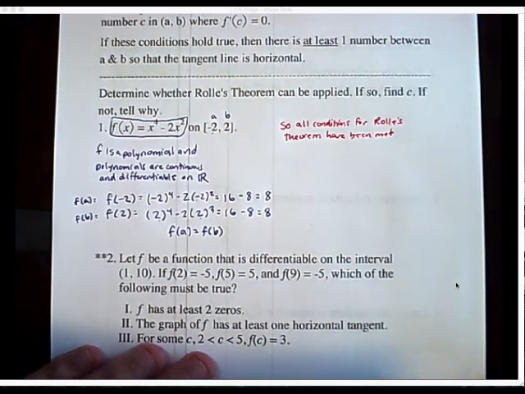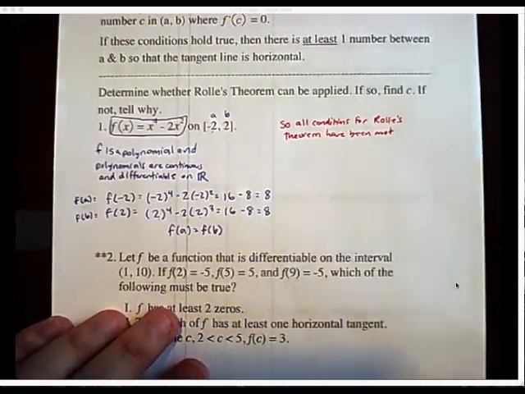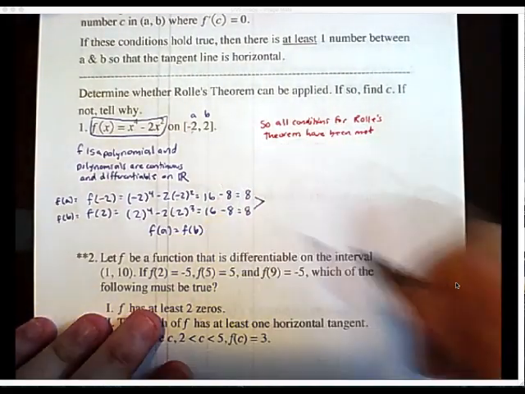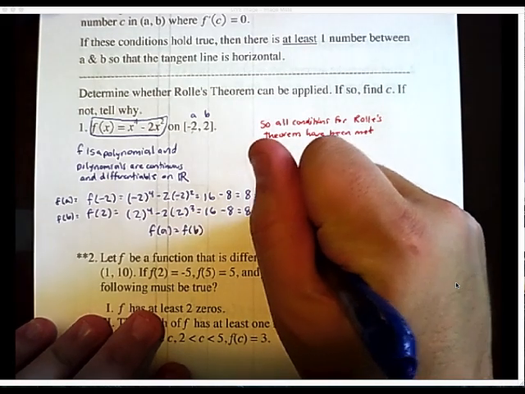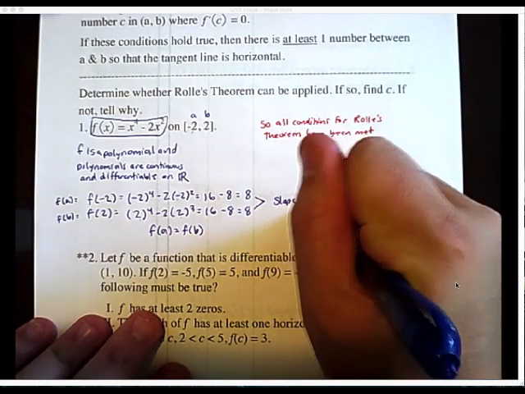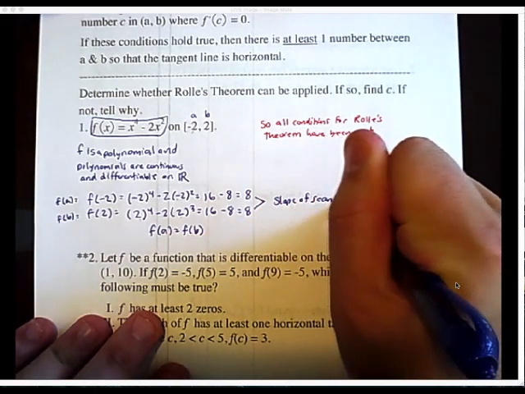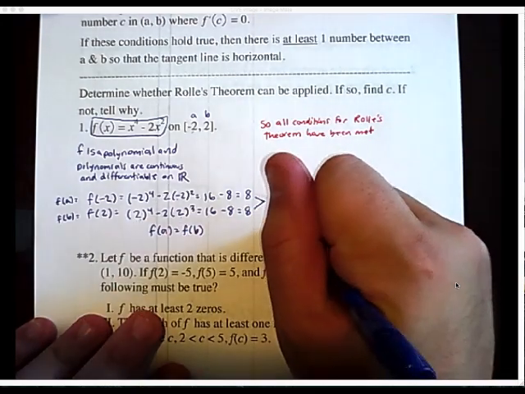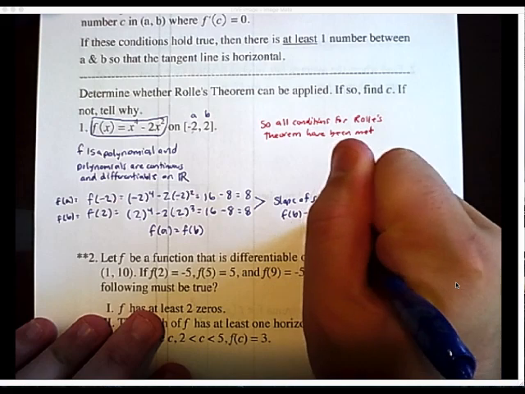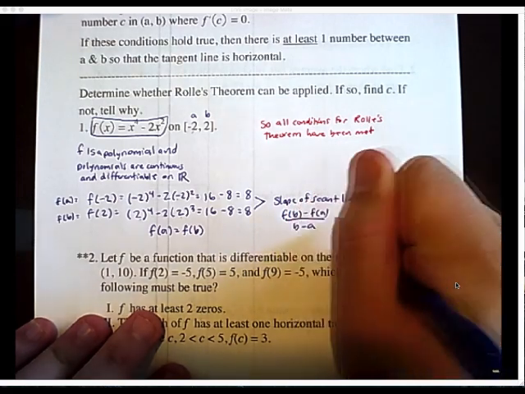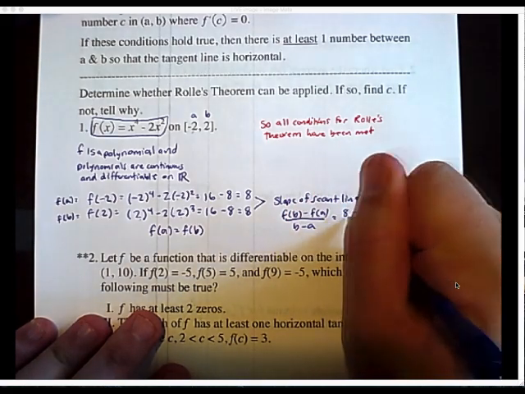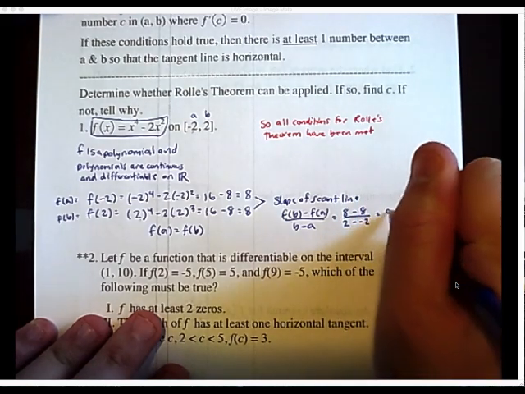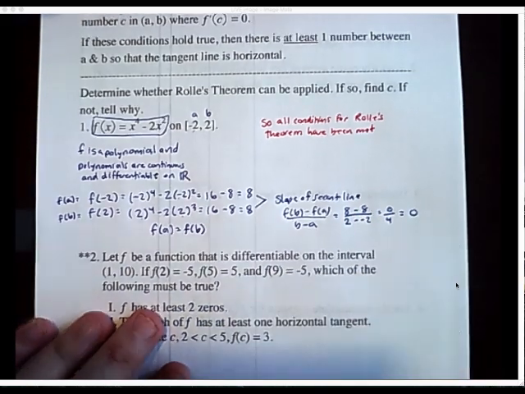So what does that mean? If I subtracted here, the slope of the secant line, because these have the same y value, the slope of the secant line would just be 0. Because 8 minus 8. If I do f of b minus f of a all over b minus a, I would get 8 minus 8 over 2 minus negative 2, that's 0 over 4, which is still 0.